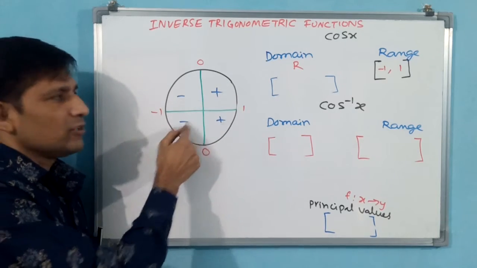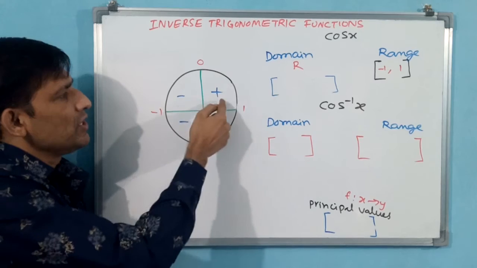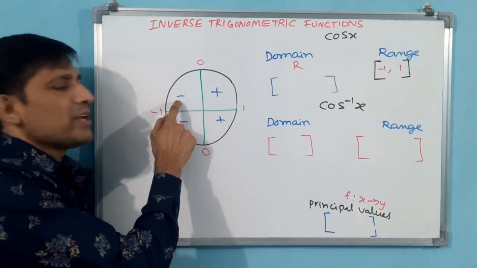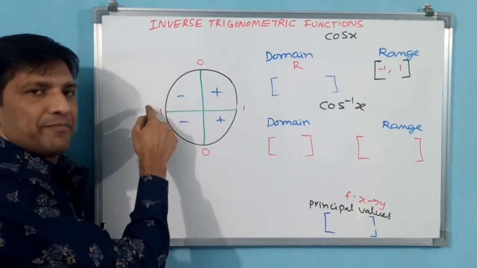See, you can take here also, but continuity will not be there. Plus 2, minus again minus will come. Here also plus 2, plus again minus will come. Then if you take the first and second quadrant, that means 0 to pi.